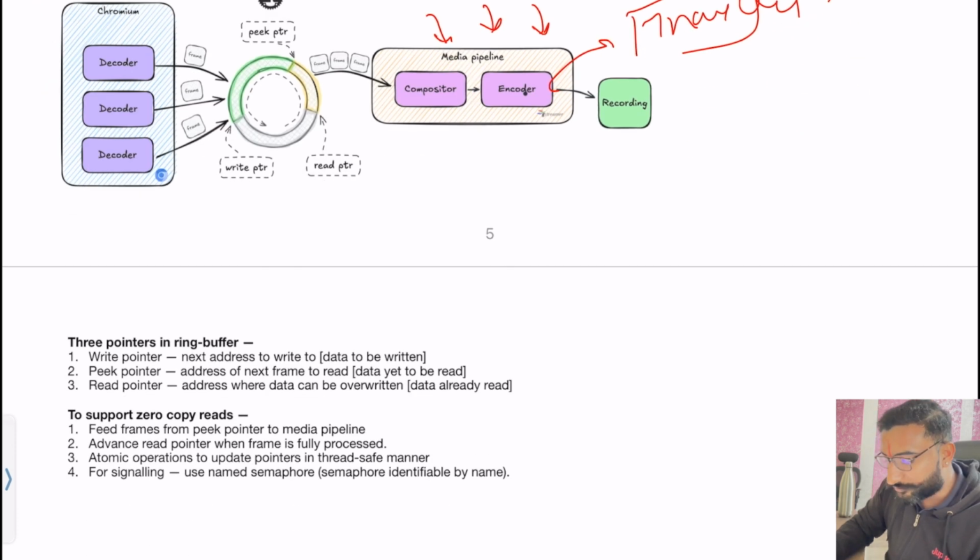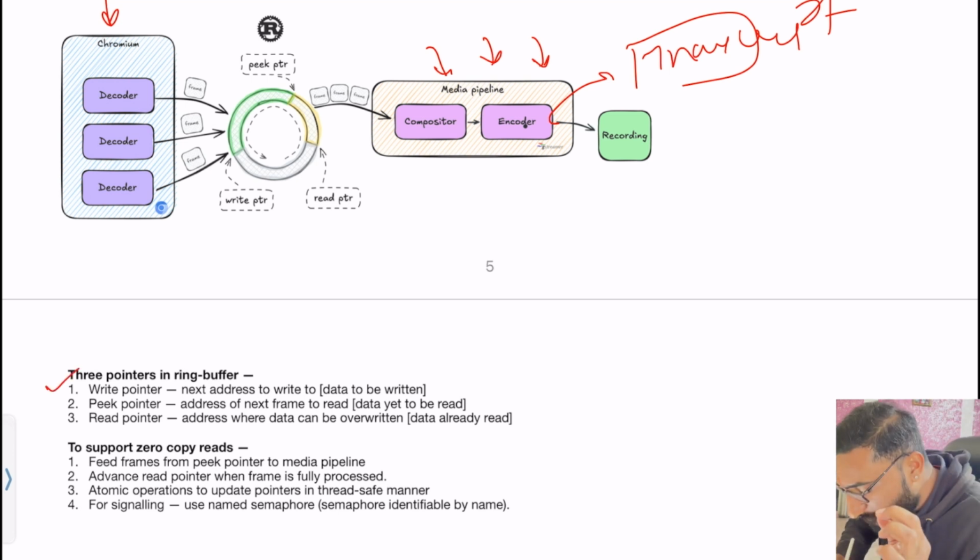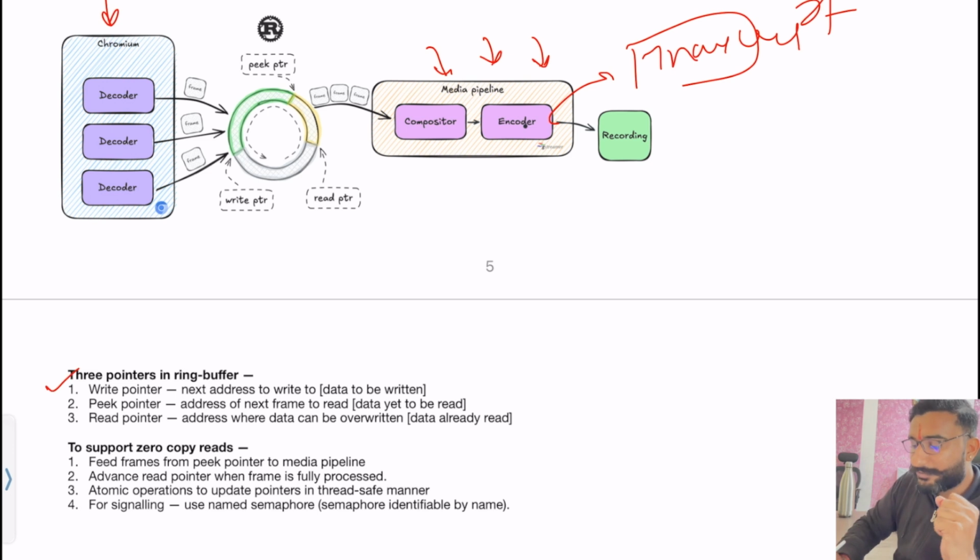Great. Now if I talk about the 3 pointers which are mentioned, what are these 3 pointers? One is write pointer, second is peek pointer, third is read pointer. What we mean by write pointer? Write pointer basically mentions where the data can be written. So these frames will be written at the place of the write pointer. So write pointer is basically the address on which the data can be written.